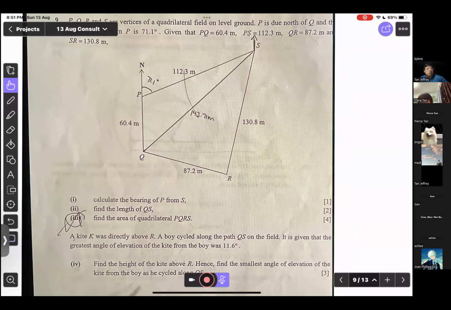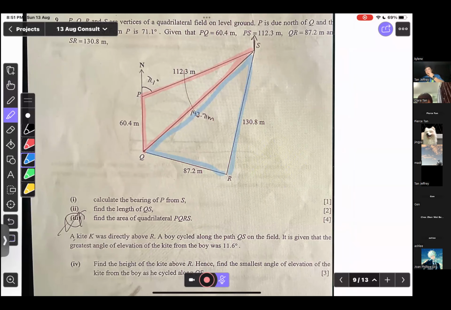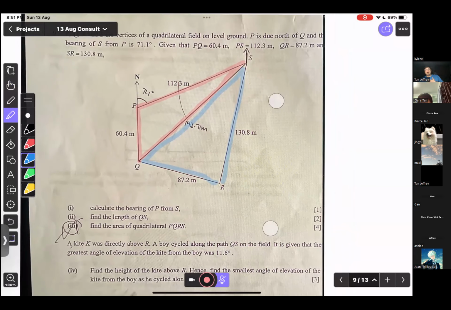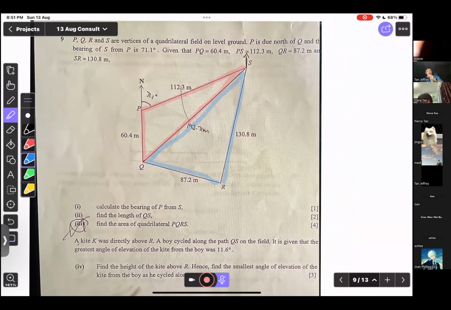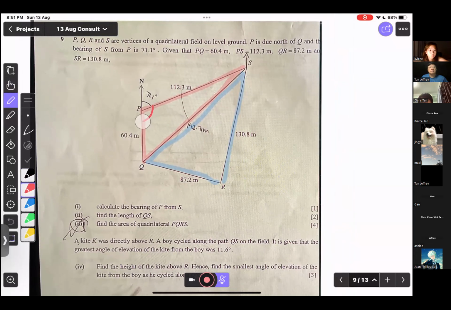Which part is it? Part 3. I don't know how to find the area. Area of PQRS. On first instinct, without looking at the answer, it seems like 2 triangles to me, which I will find the area of. Okay, so I found Q, you found QS. I think it's doable. Let's look at the red triangle first, Kylene. Do you know this angle?